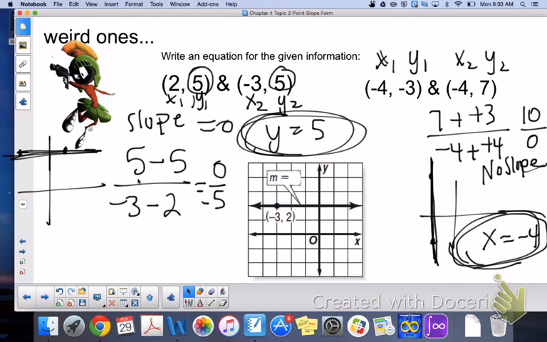Okay, finally, when you're given this graph, your slope is 0, a horizontal line that goes through the y-axis at 2, so y equals 2 is your equation there. And that's it.